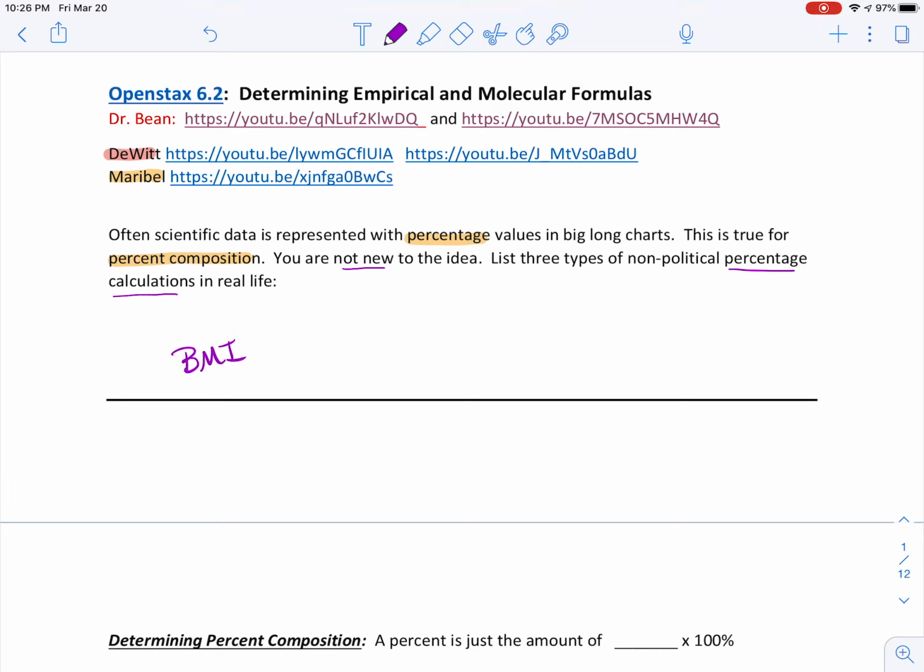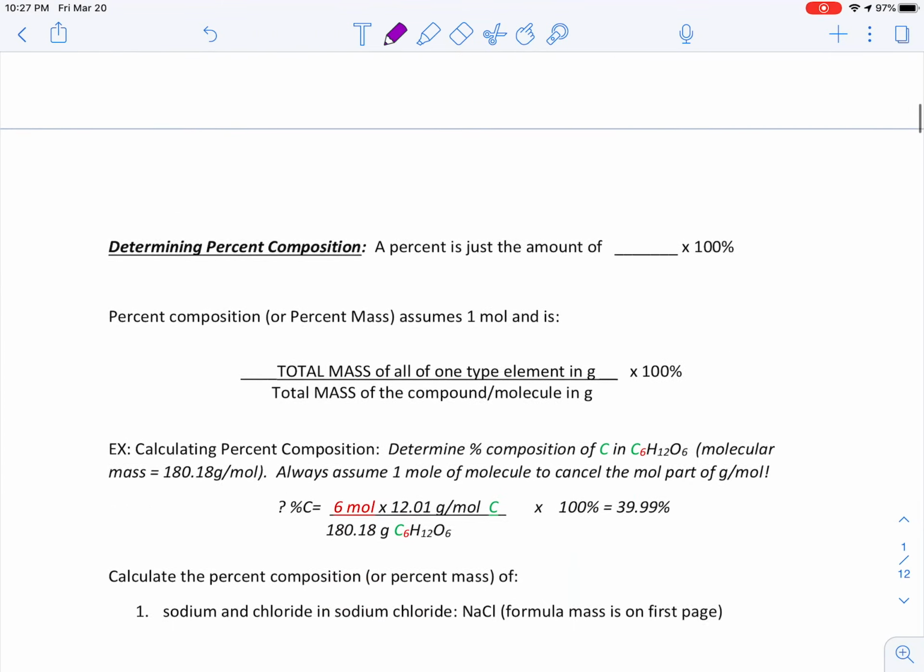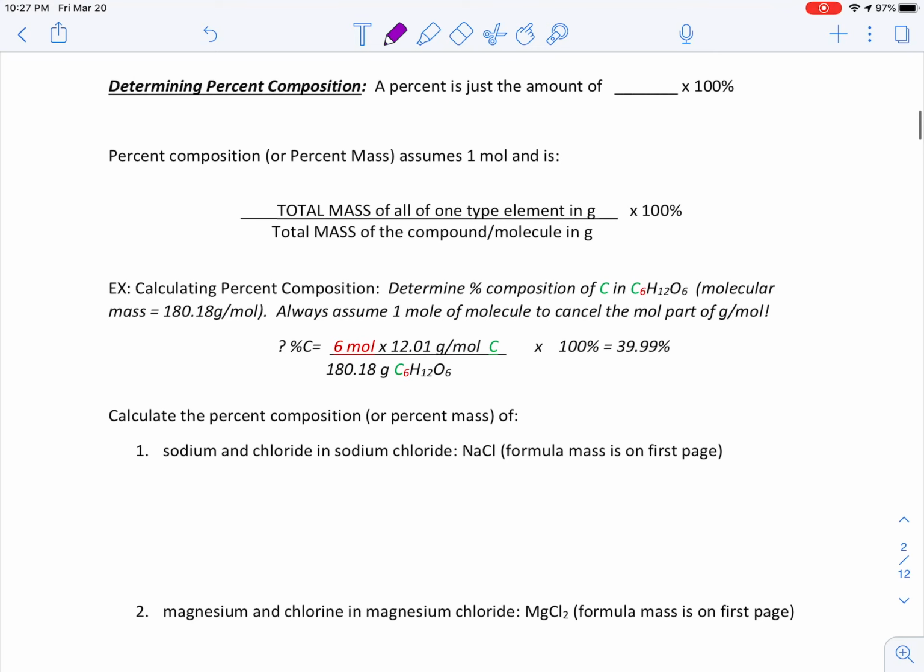Okay, so interestingly enough, one that pops up a whole lot is body mass index. Another one with the sports fans could be batting average. You can think of other things. I always throw out there that our grades are a percentage calculation. I just want to point out, percentages, you use them in real life. They give useful information to you, and they also give useful information to scientists. So that's why we use different kinds of percentages.